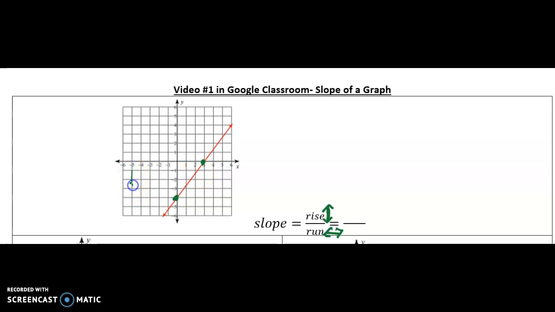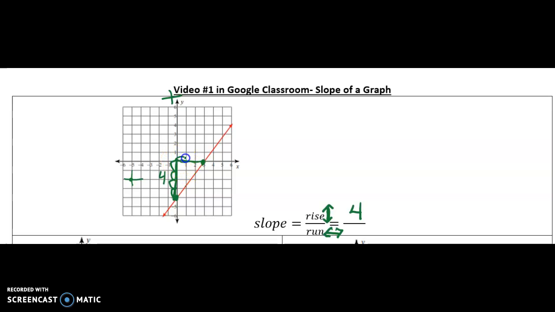So again, I'm looking for where the grid lines all meet. So starting at one of the points, it doesn't matter which one I choose, I'm going to count up. I'm basically making a right triangle. So counting up, I go 1, 2, 3, 4. So I know my rise was 4. I went in a positive direction, so it's a positive 4.